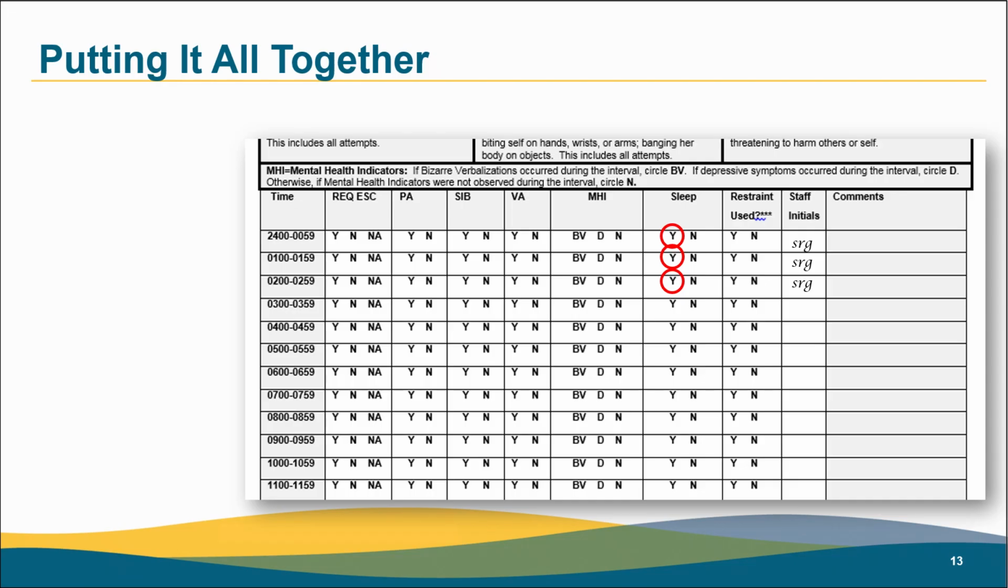We also want to take credit for our work, so we're going to make sure to initial each interval as documentation is completed. Betty was awake briefly to use the restroom during the 0300 interval, so we will circle N for that interval. Betty is able to fall back asleep fairly quickly after using the restroom, so we will add a note in the comments field about why she was awake. This can be a pretty simple note, but it will let the behavior analyst know more information.